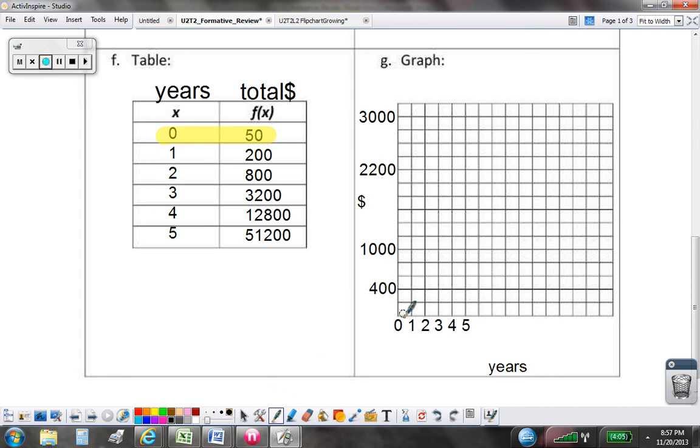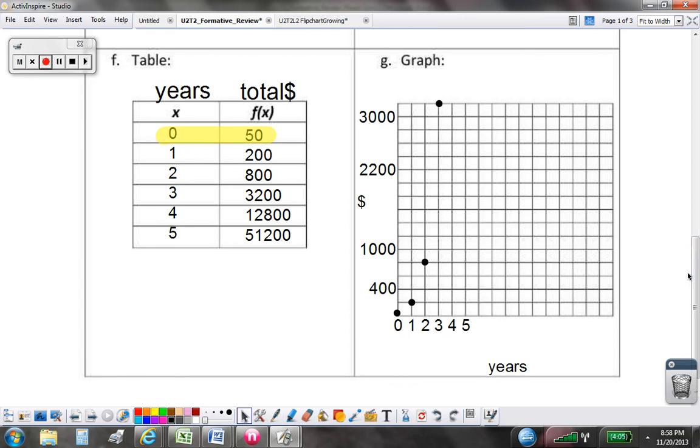Okay, so 0, 50, that's 200, so 50 is going to be pretty much way down here. Okay, 1, 200, that'll be there. 2, 800, and then 3, 3,200. Alright, and the rest won't fit, which is okay, because I have enough information now to see some sort of pattern, and you can see it's an exponential graph.